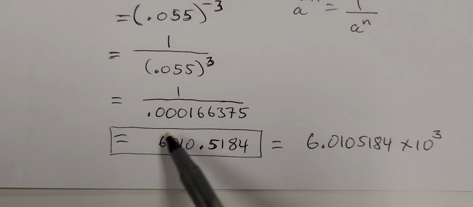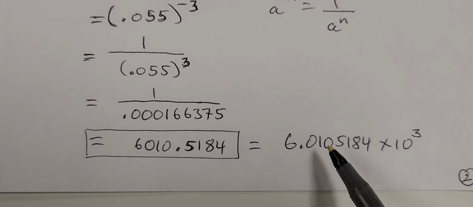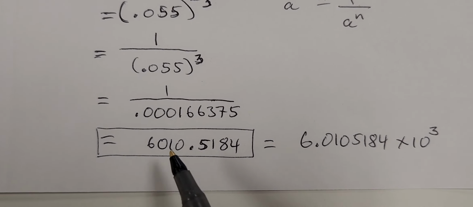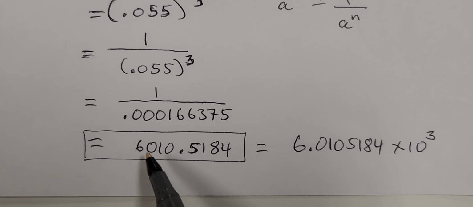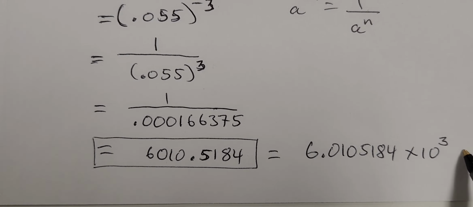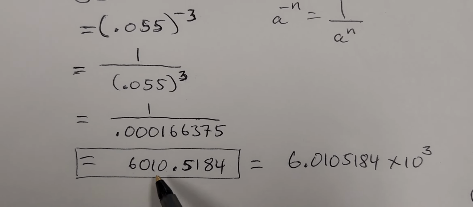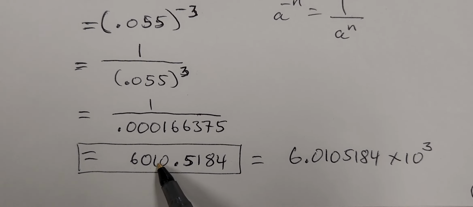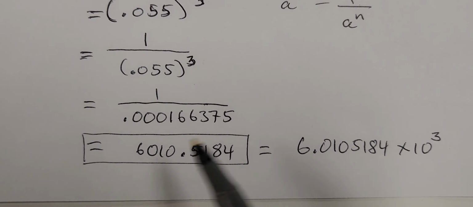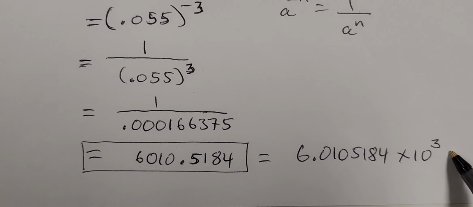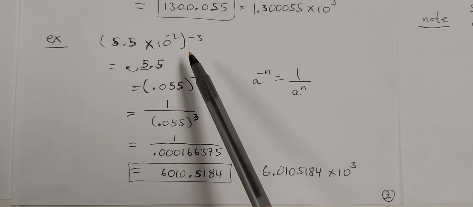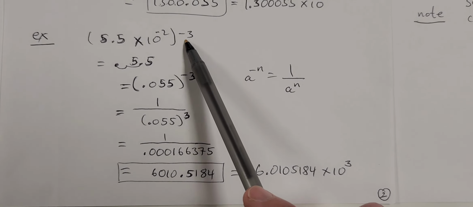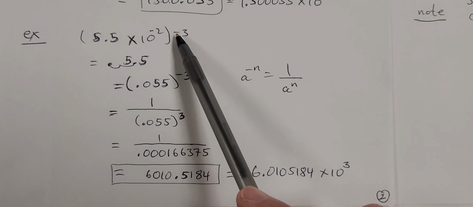You can change this into scientific notation right over here on the right hand side. So move the decimal 1, 2, 3, and that's where the +3 comes from. One more time, move this decimal 1, 2, 3, and that's where the +3 comes from. Okay, so be very careful what happens when I have an exponent that is negative outside.